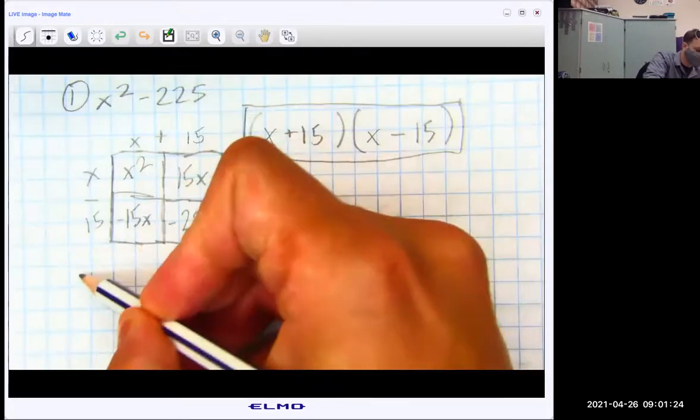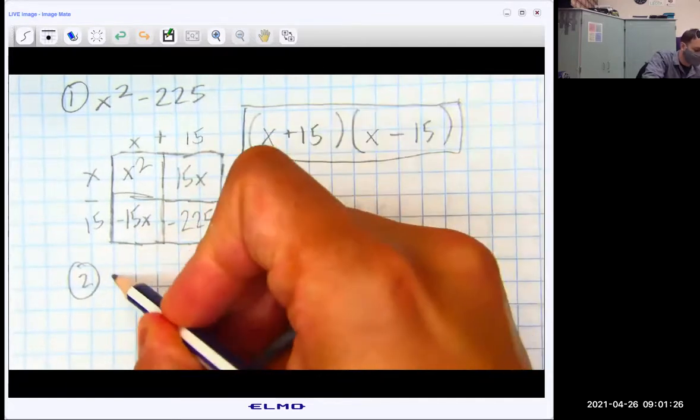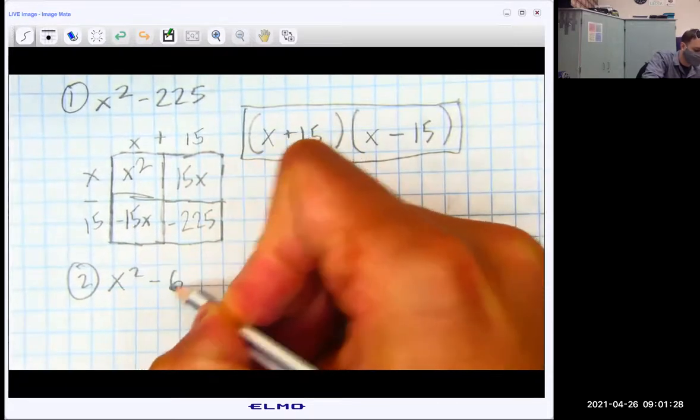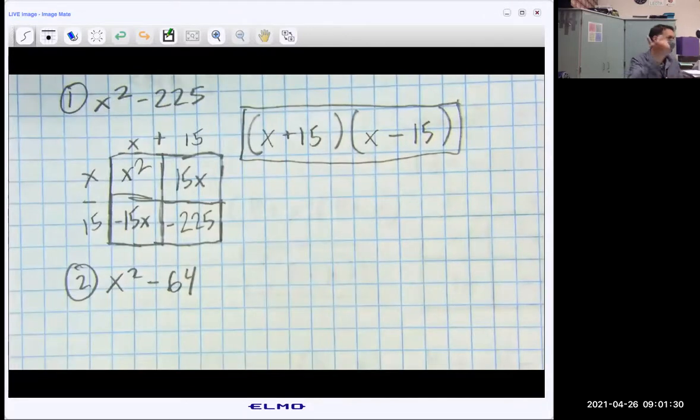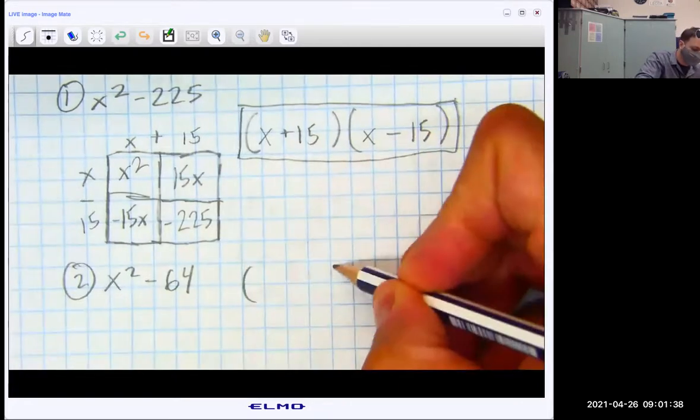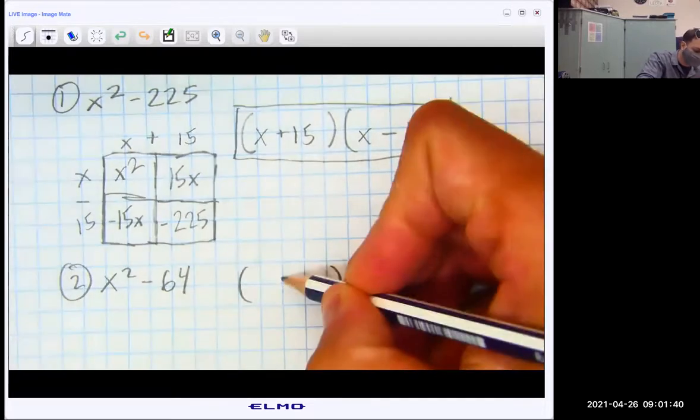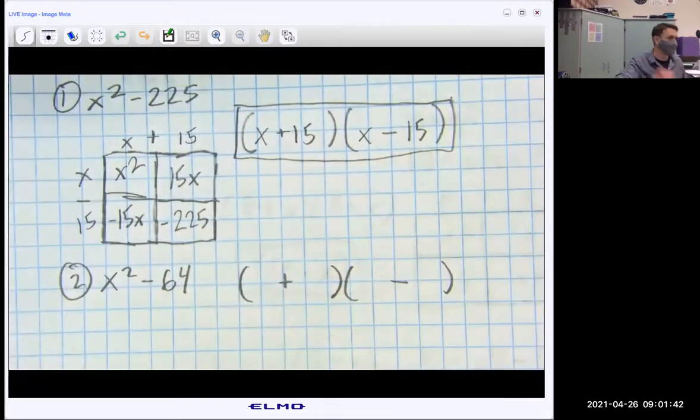We'll call this number 2. So you had x squared minus 64. I really like these because it's so obvious when you have one. There's no b term. So it tells you right away. It actually tells you a couple of things right away. One, it tells you that in your binomials, you're going to have a plus and a minus because they have to cancel out.